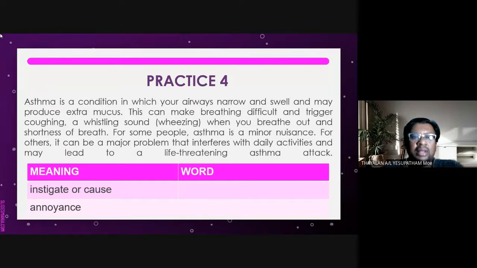Practice 4. Asthma is a condition in which your airways narrow and swell and may produce extra mucus. This can make breathing difficult and trigger coughing, a whistling sound, wheezing when you breathe out, and shortness of breath. For some people, asthma is a minor nuisance. For others, it can be a major problem that interferes with daily activities and may lead to a life-threatening asthma attack. All right?